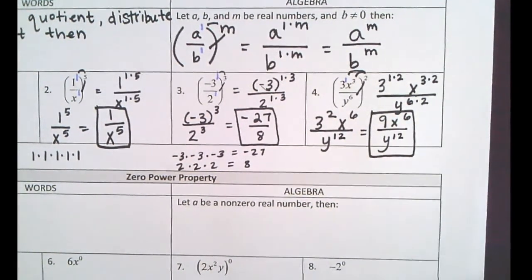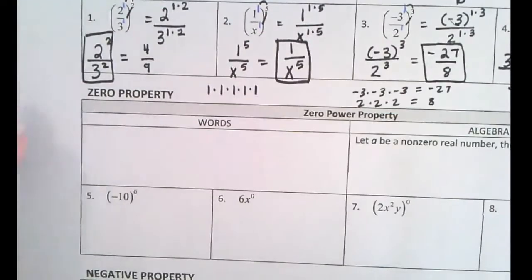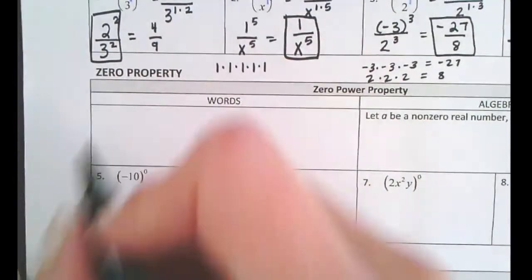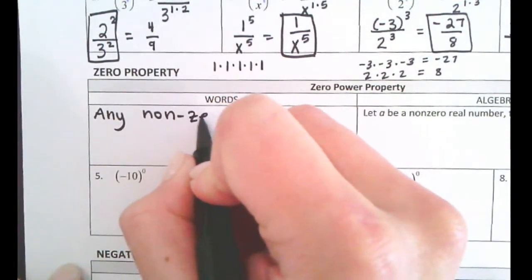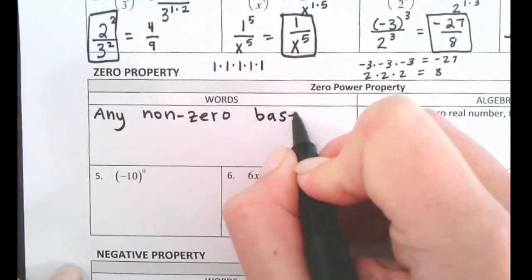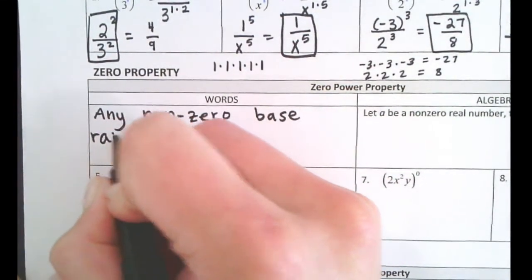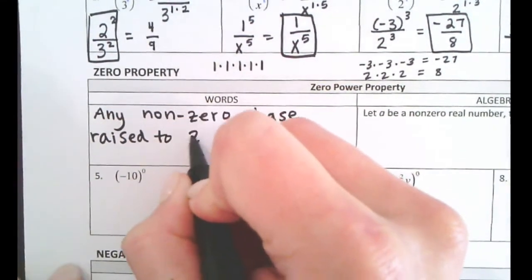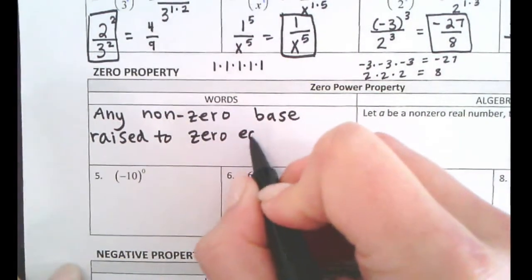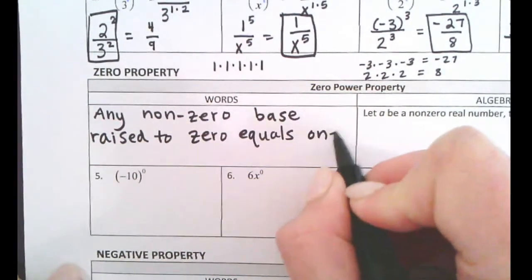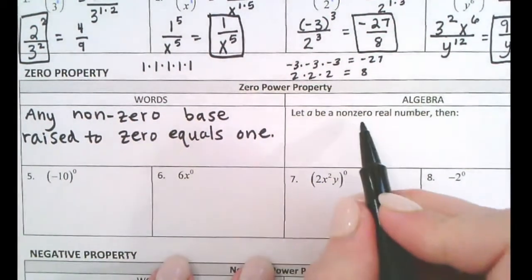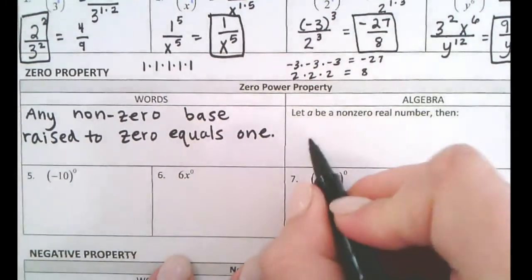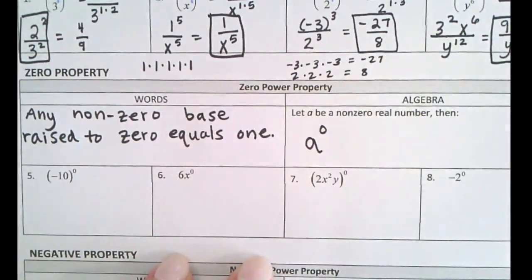All right. Our next property is called the zero property. Any non-zero base raised to 0 equals 1. Let's see what this is. Let A be a non-zero real number. So A raised to the power of 0 equals 1.